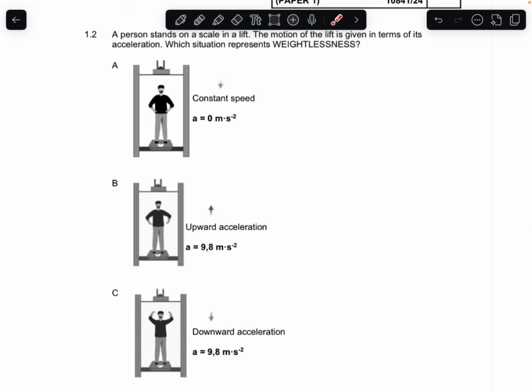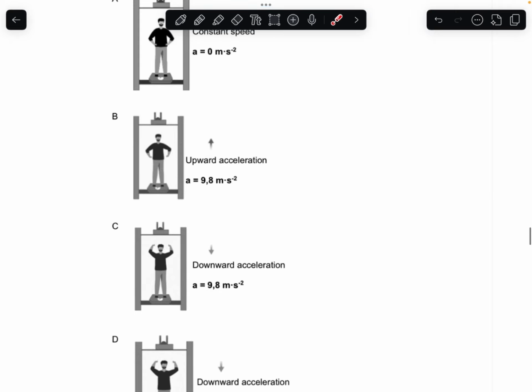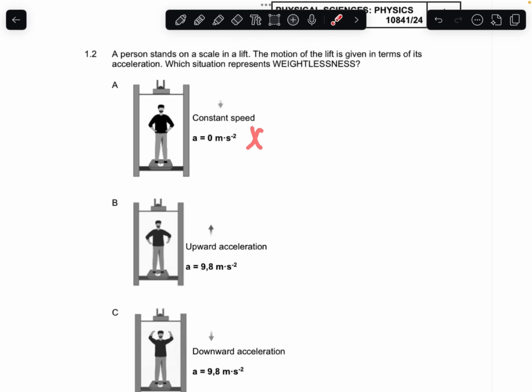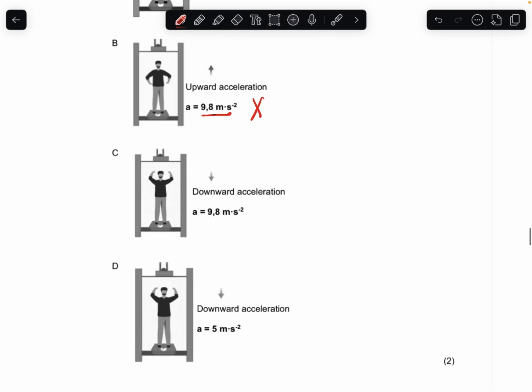Let's look at the first option. The person moves at constant speed and the acceleration is 0. This is not an option. There is the gravitational acceleration in weightlessness. And then there is a gravitational acceleration in B, but it moves up. Have you ever felt when you're in a lift and the lift goes down and you feel your body light and you feel like you're floating in the lift when it goes down? So this is not an option because it goes upwards.